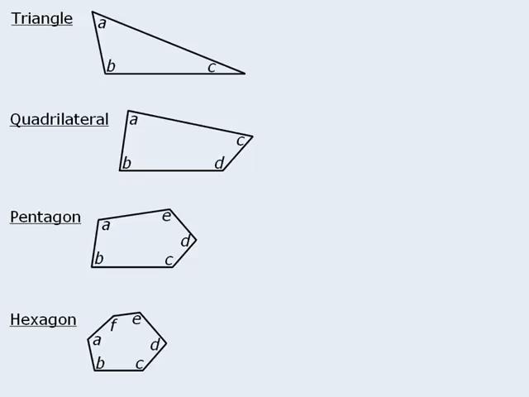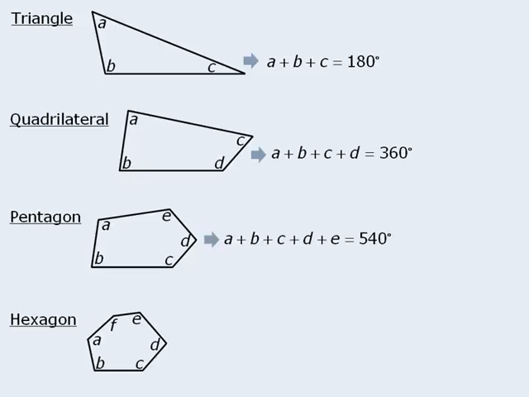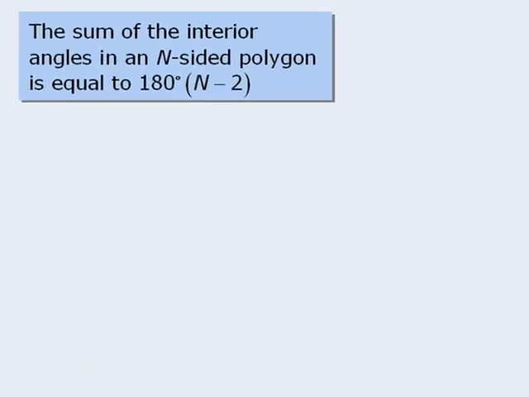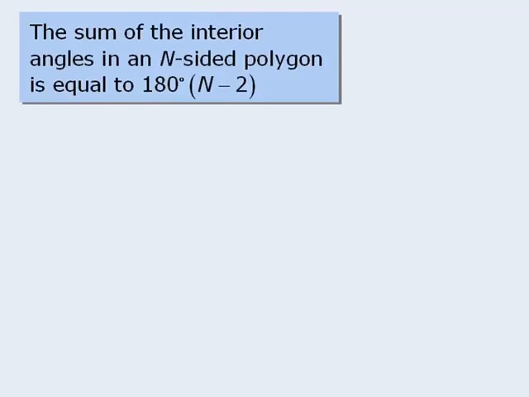Now in earlier lessons, we learned that in a triangle, the interior angles add to 180 degrees, and in a quadrilateral, the interior angles add to 360 degrees. To continue from here, the angles in a pentagon add to 540 degrees, and the angles in a hexagon add to 720 degrees. In general, if we have a polygon with n sides, then the interior angles of that polygon will add to 180 times (n-2) degrees.